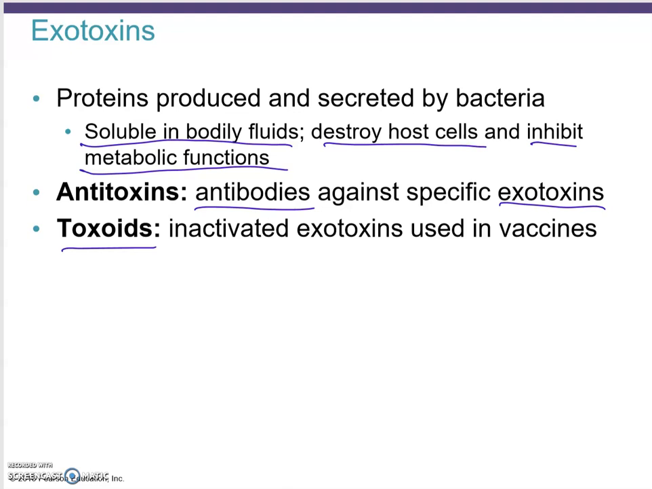Toxoids are inactivated exotoxins that can be used in vaccines to cause your immune system to make antibodies against a particular exotoxin. A good example for that would be tetanus toxin. We're using a toxoid to produce immunity against the tetanus toxin so that you don't have to get tetanus.